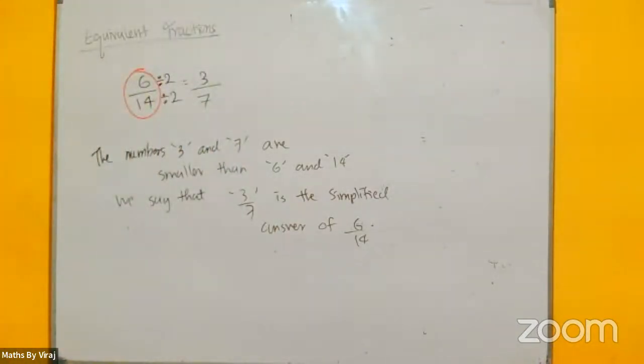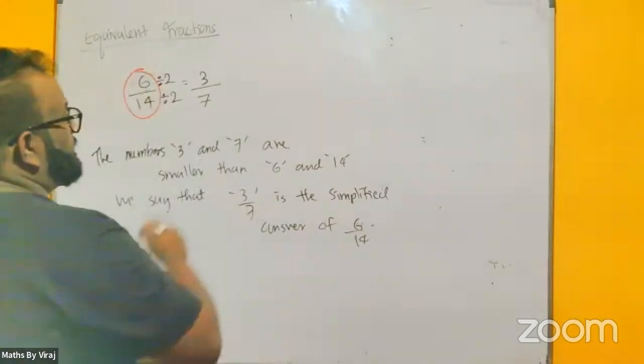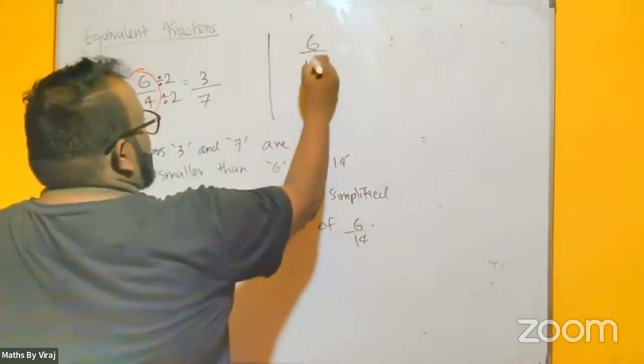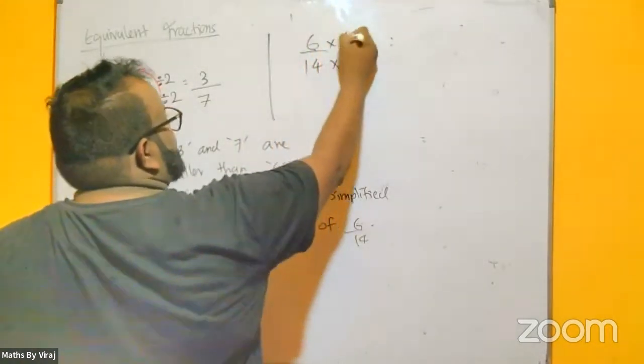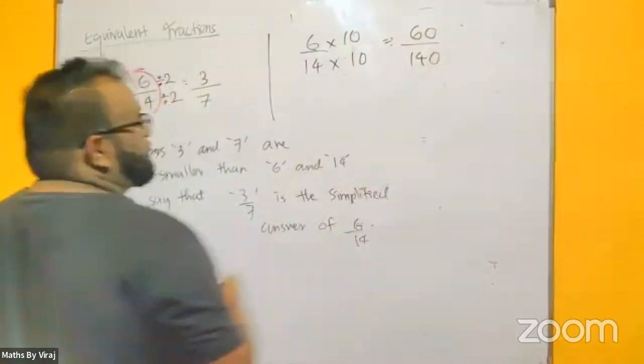The numbers 3 and 7 are smaller than 6 and 14. We say that 3 upon 7 is the simplified answer of 6 over 14. Well, if I move it forward a little, I can multiply this by any number that I wish. Let's go with 10. 60 over 140.